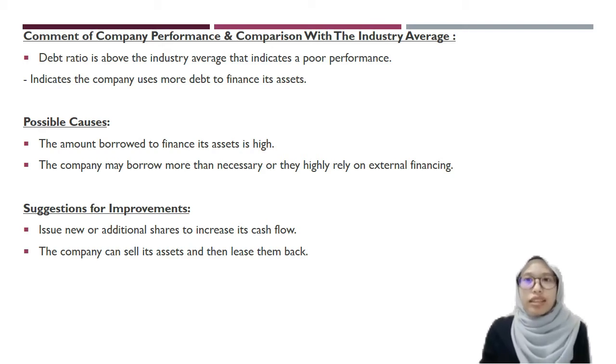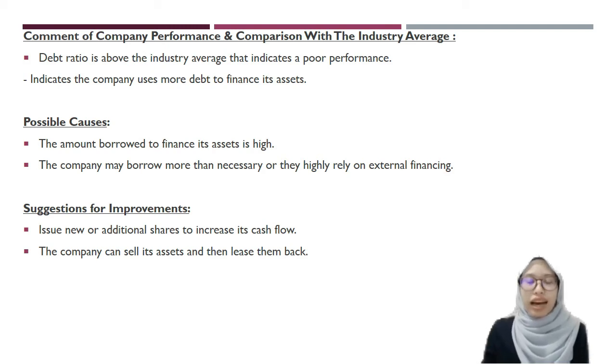The reason why the debt ratio of Glomac Berhad is above the industry average is because the amount borrowed to finance its asset is high. So the company may borrow more than is necessary, or they highly rely on external financing.